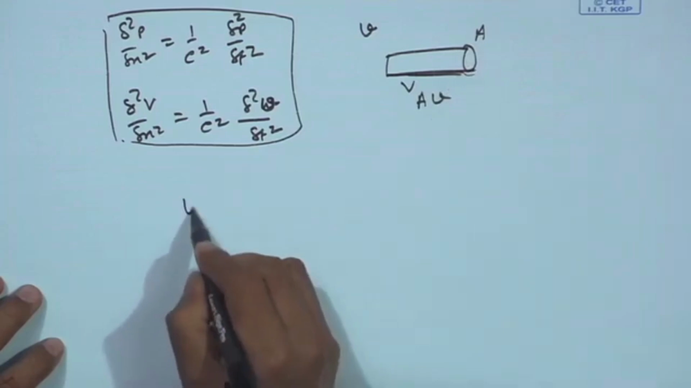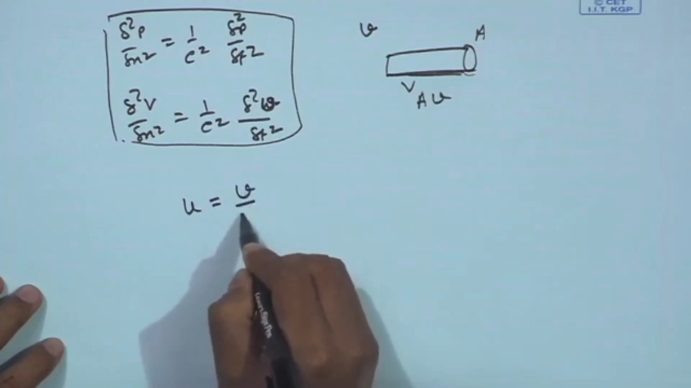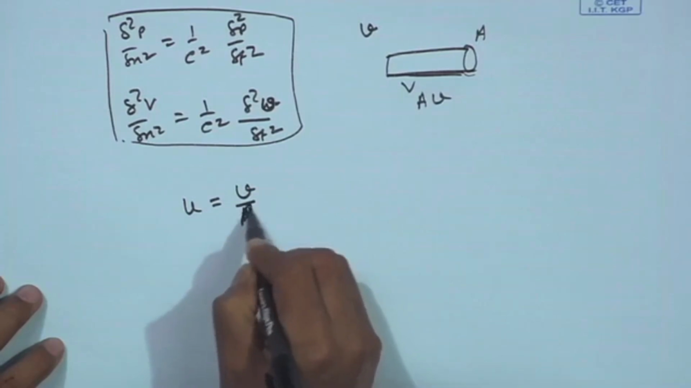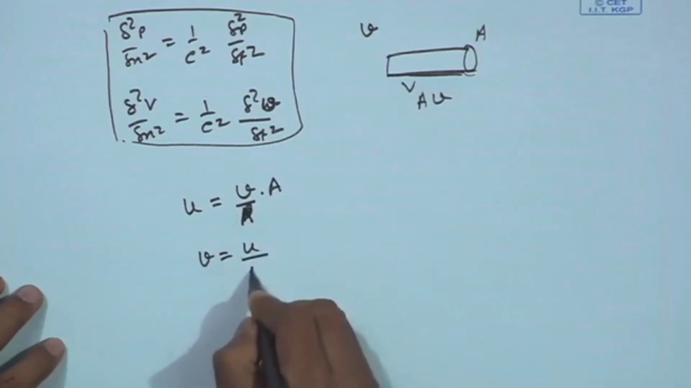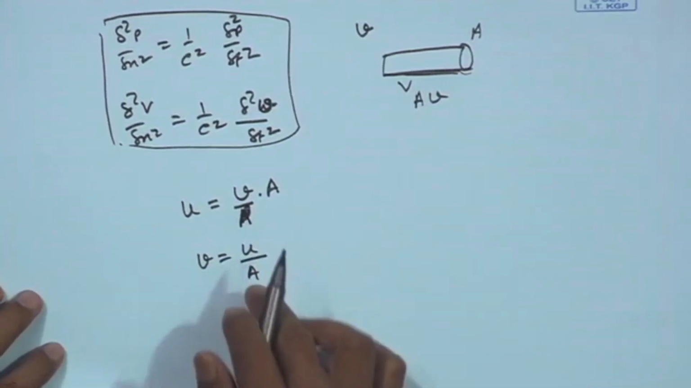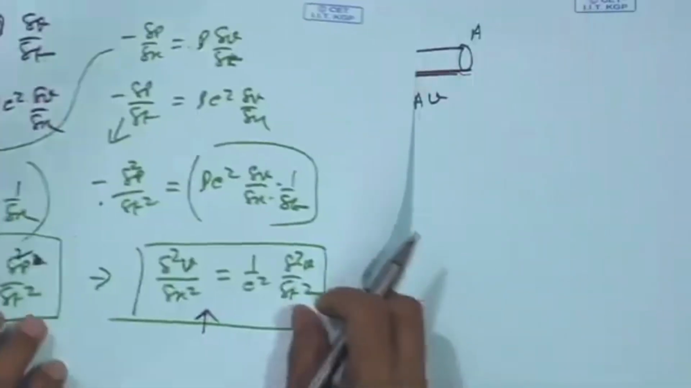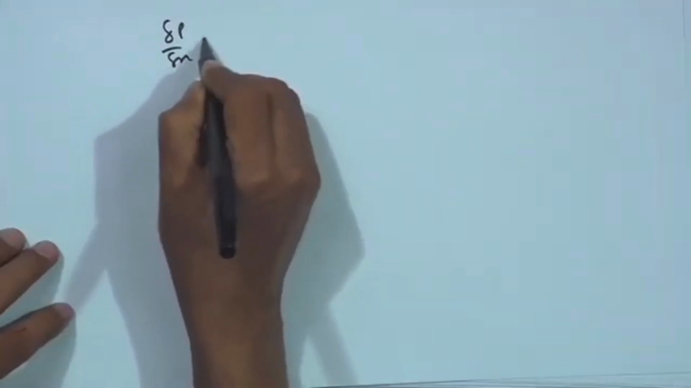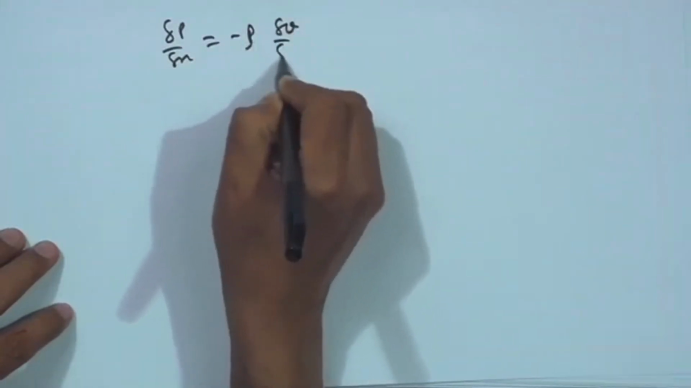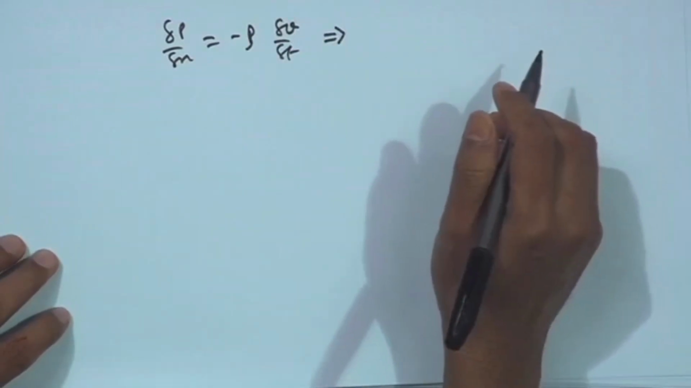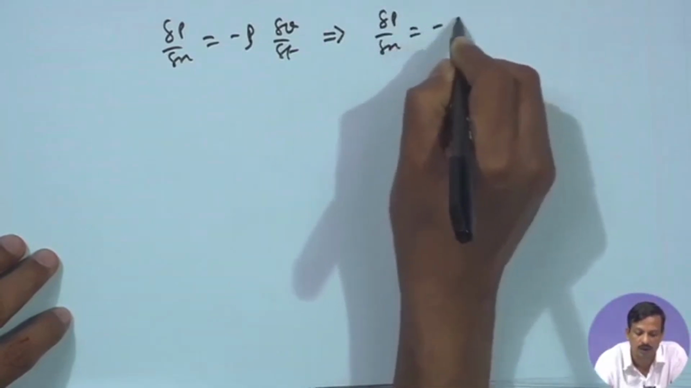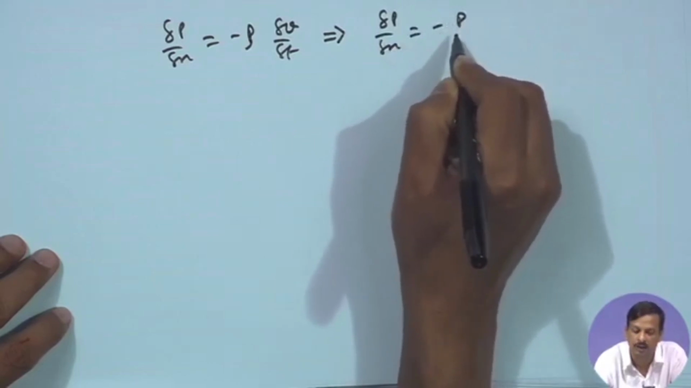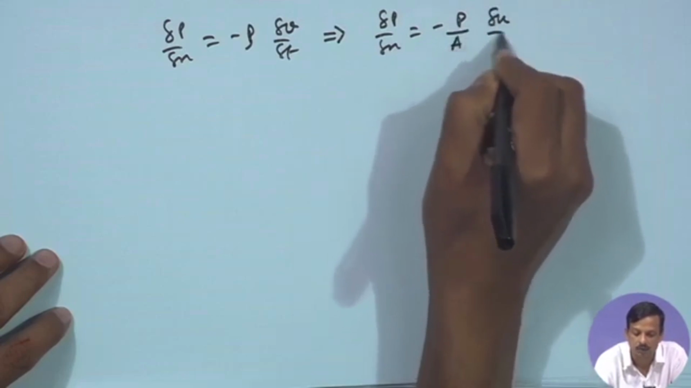So, if I say volume velocity is U, then U is equal to v into A, or I can say v is equal to U by A. Now, if I put this into these two equations, del P by del x is equal to minus rho del v by del t. So, this will become, v is equal to U by A, so del P by del x is equal to minus rho by A del U by del t.